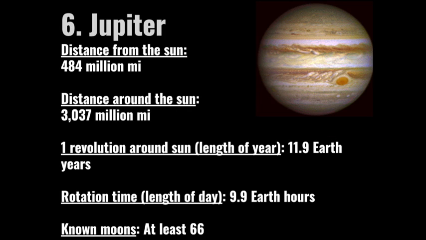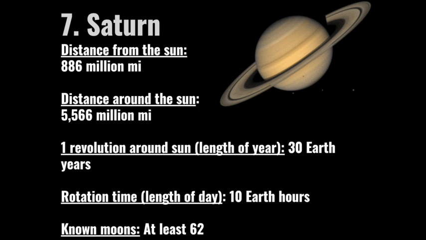Our largest planet, Jupiter, here we go, it takes about 12 Earth years to get around the sun. So look at this here, 66 known moons. All right. Saturn also has a lot of known moons, 62. It takes Saturn 30 Earth years to make one trip around the sun.